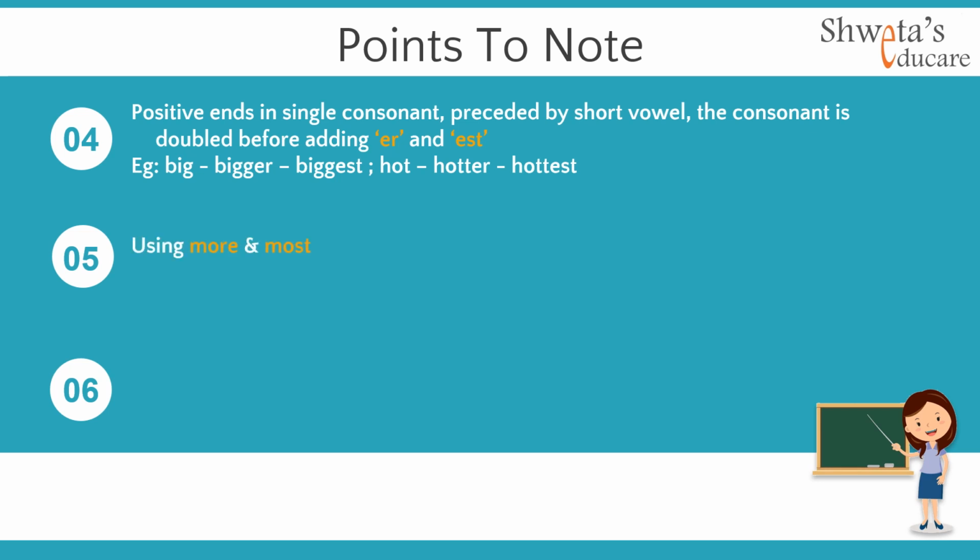Next point, number 5, you say more and most. Well, this is very simple, students. Let's take an example. Beautiful becomes more beautiful, most beautiful. Difficult, more difficult, most difficult.